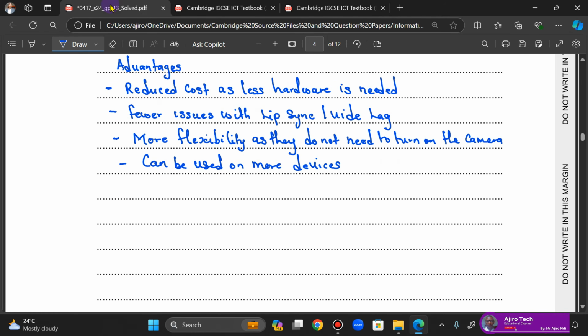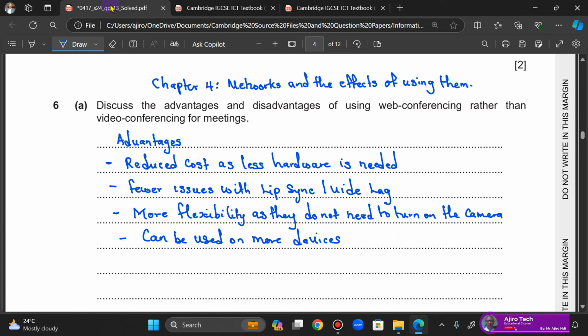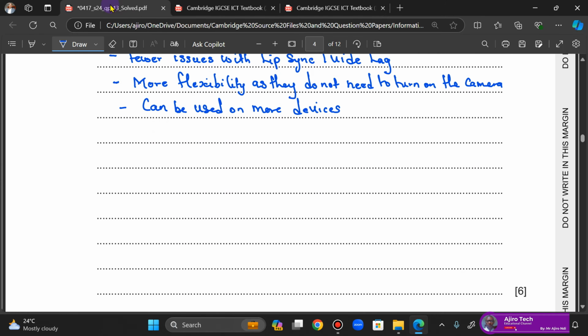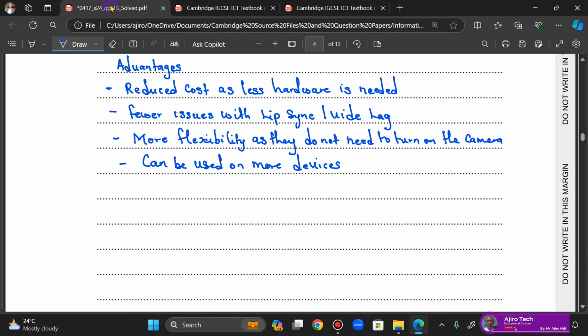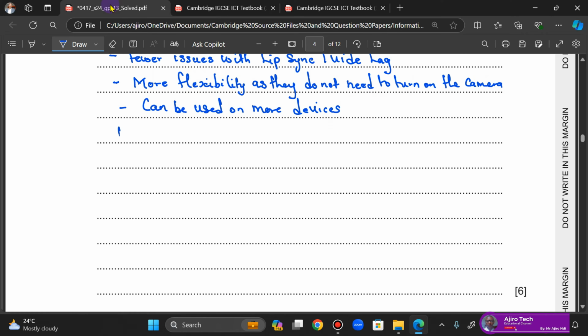So let's look at the disadvantages. I think I've talked about 4 points. So let me do this. Disadvantages. So here we have, requires a stable internet connection.